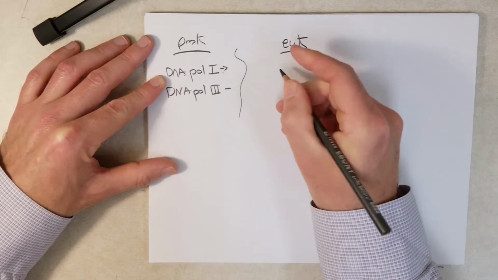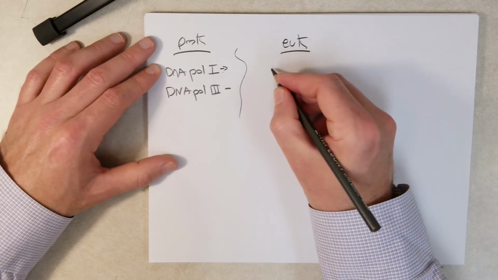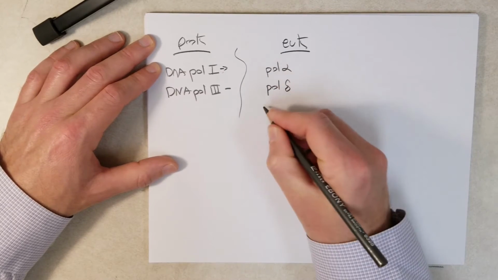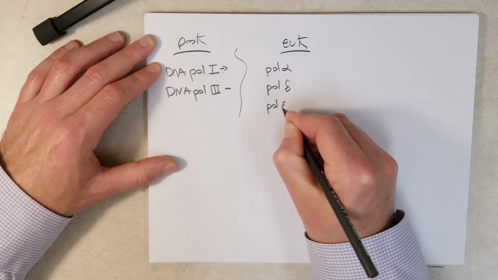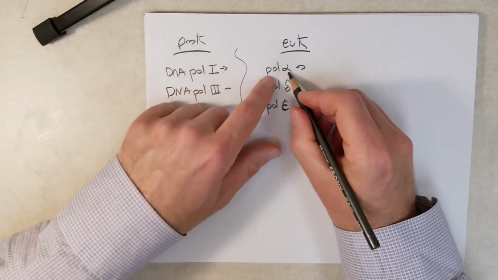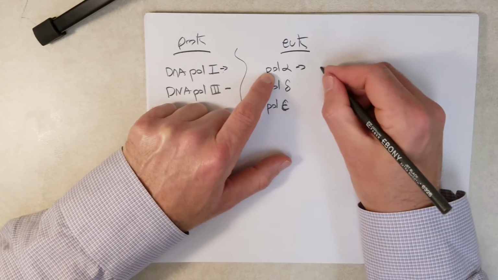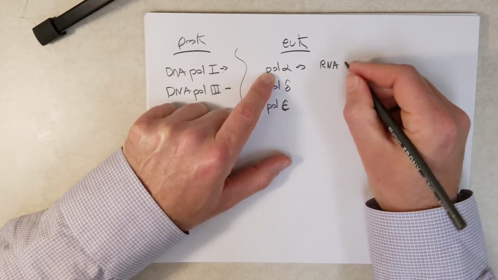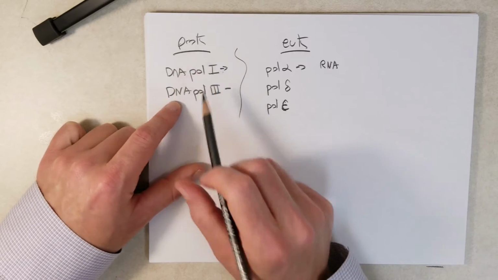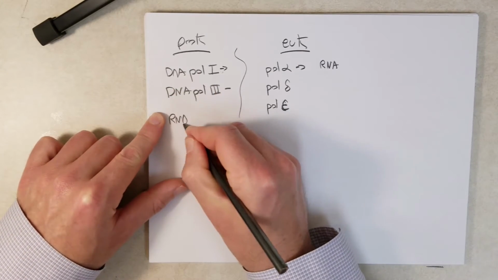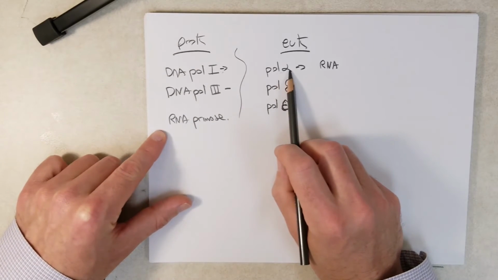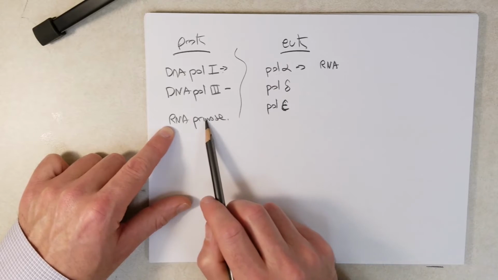Now, in eukaryotes, the polymerases involved in replication are polymerase alpha, polymerase delta, and polymerase epsilon. In the current model, polymerase alpha makes the RNA-DNA primer. Oh, there's another difference, right? In prokaryotes, the primer is made by an enzyme called RNA primase. Polymerase alpha is the one that takes the function of RNA primase in prokaryotes.